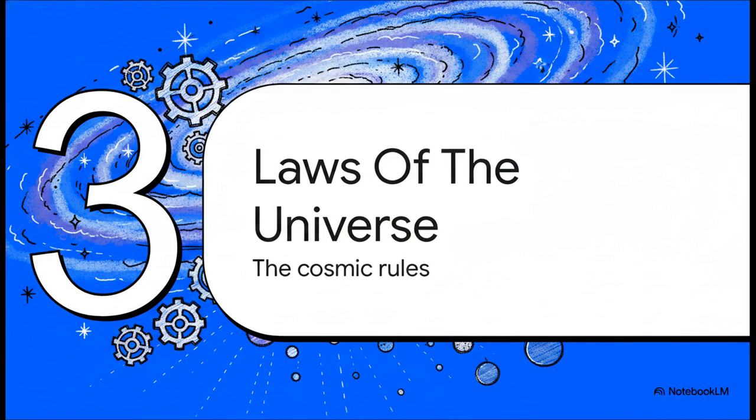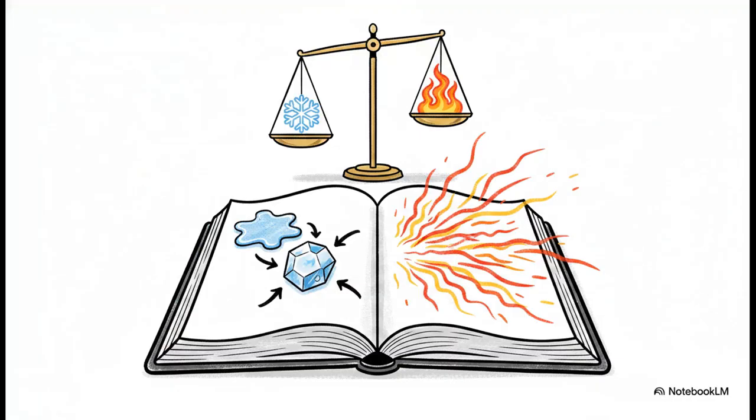Part 3. Laws of the universe. Now that we have a microscopic grip on entropy, let's scale it up to the cosmic level. I want you to think of the universe as an incredibly strict accountant that is constantly balancing the entropy changes of a specific system against its vast surroundings.